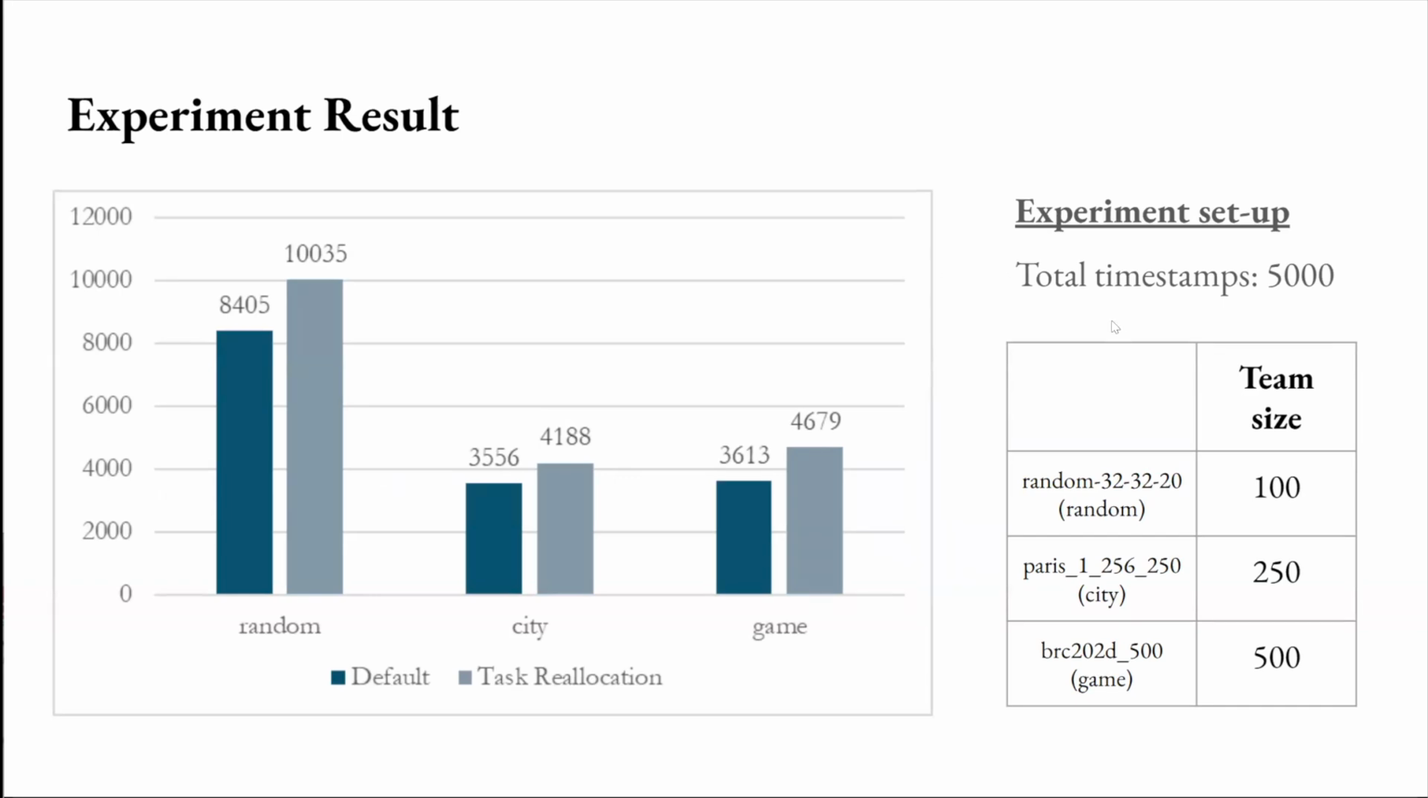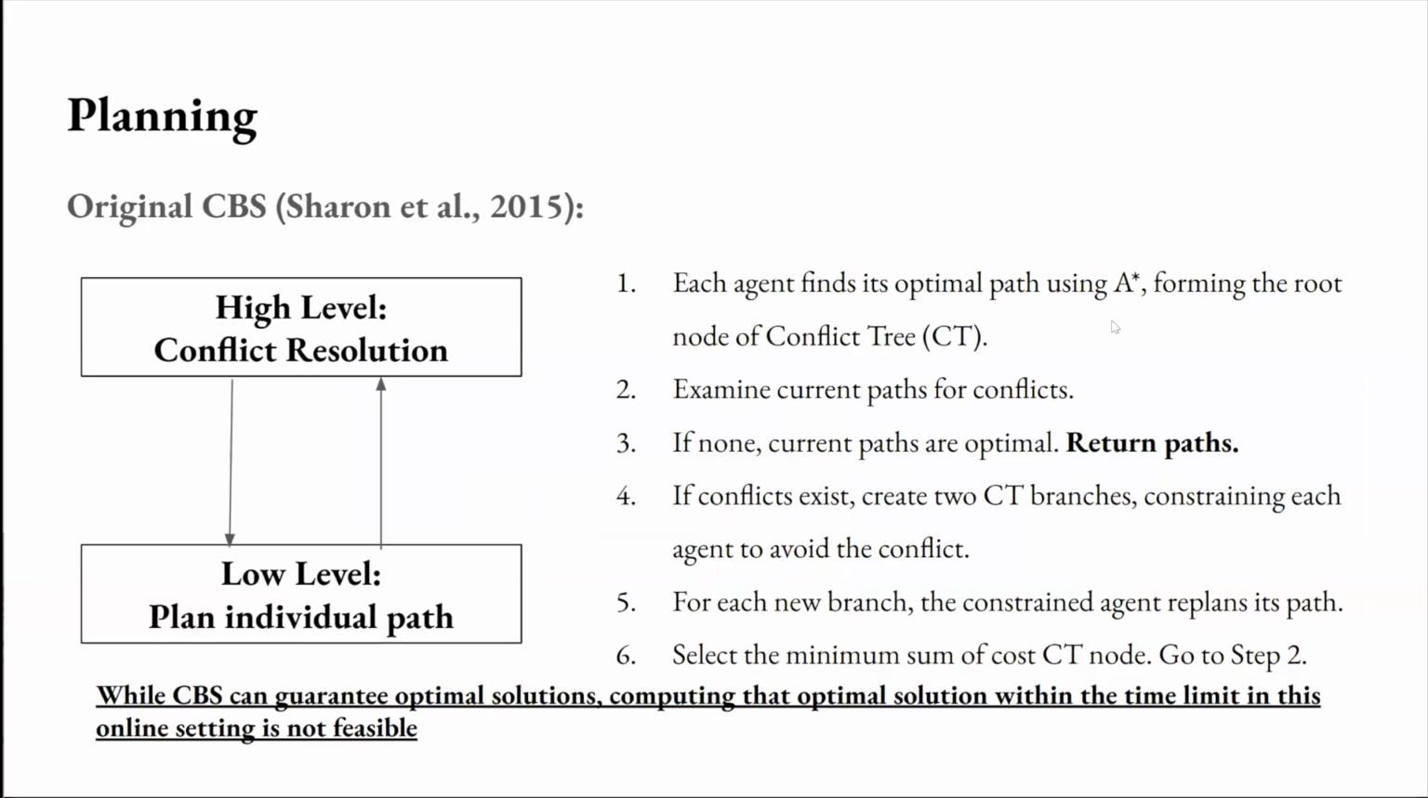After talking about the scheduling part, moving on to the planning part, we try to develop a variant of the original offline CBS algorithm. I think most of you are familiar with this algorithm, which is divided into two parts: at the lower level, we plan the optimal path for each agent individually, and then we use a high-level search for conflict resolution.